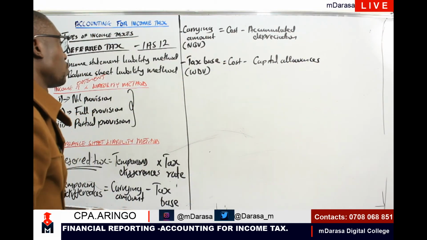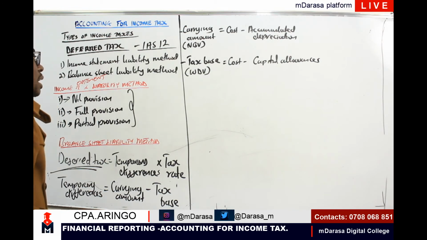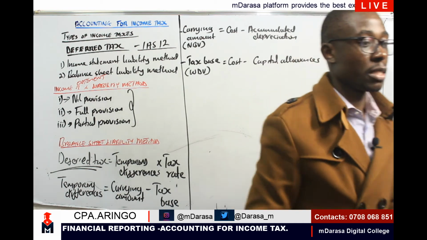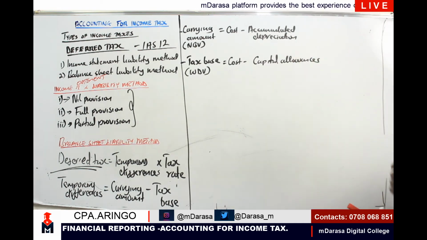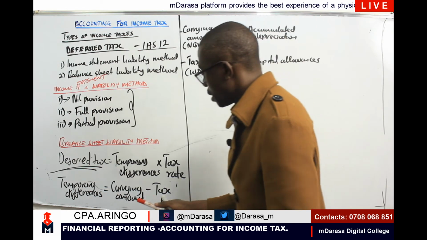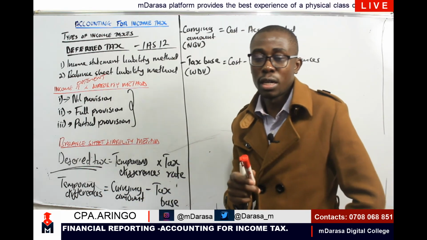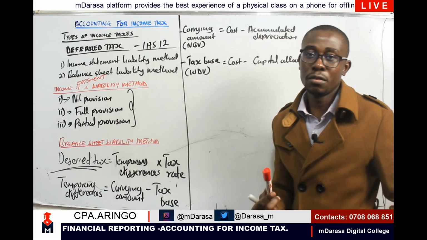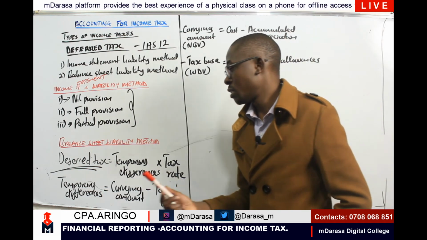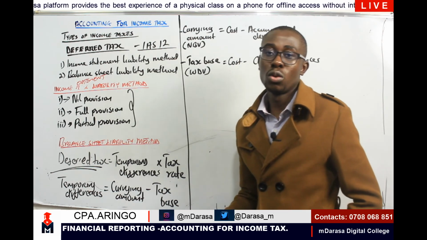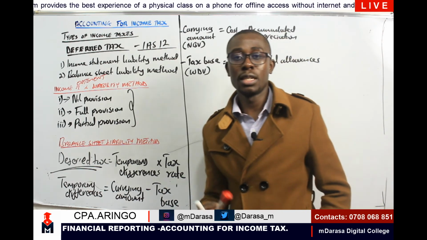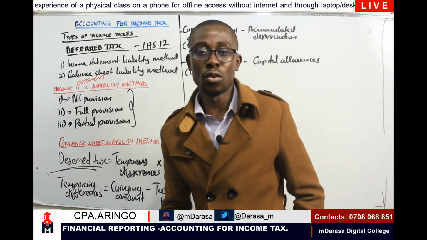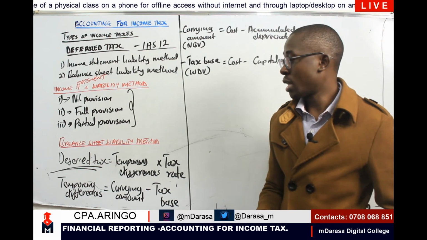That will give us what is known as the aspect of tax base. And therefore, for us to determine these temporary differences, remember we talked of two types: temporary difference and permanent difference. And we mentioned that temporary difference will occur when one item is considered in determining one accounting profit and ignored in the other area.